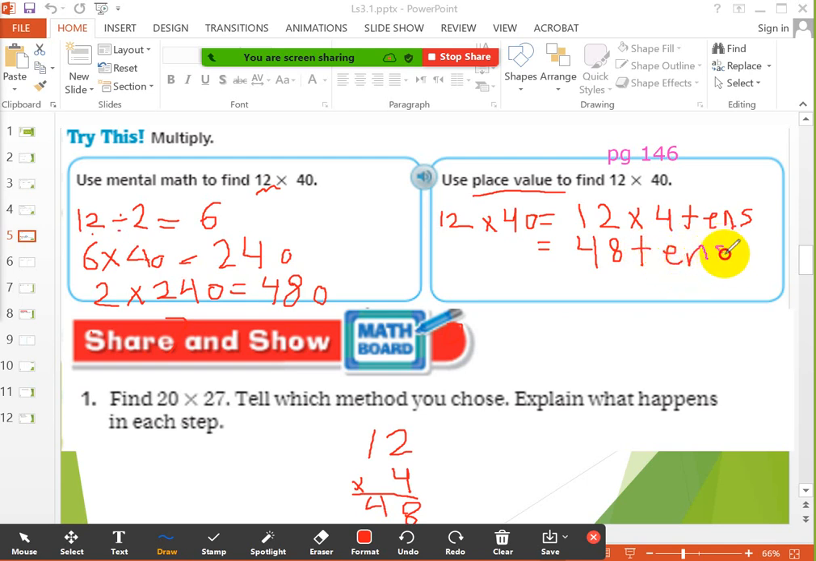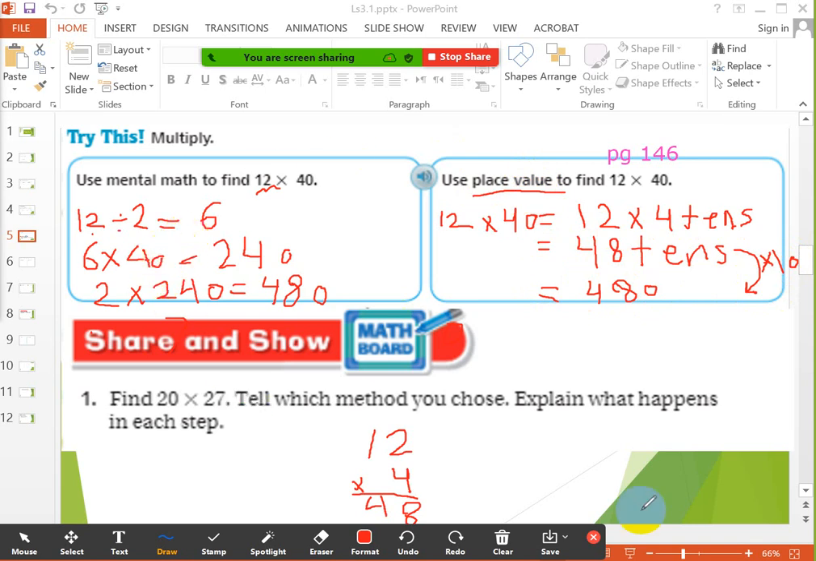48 tenths. Now, if I want to write the number in standard form, this is a tenths number. If I want to write it in standard form, I have to multiply it by what? By 10. So 48 tenths, if you multiply it by 10, it will be 480. Okay? The same answer, but with a different strategy.